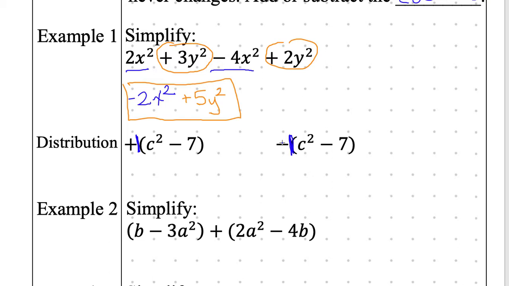Just 1, 2 people. India, go for it. It's going to be positive c squared. Then it's going to be negative 7 because a positive times a negative is still a negative. Yes, exactly. So what India did is she distributed this positive into the c squared, distributed this positive into the negative 7. You have to remember your rules.